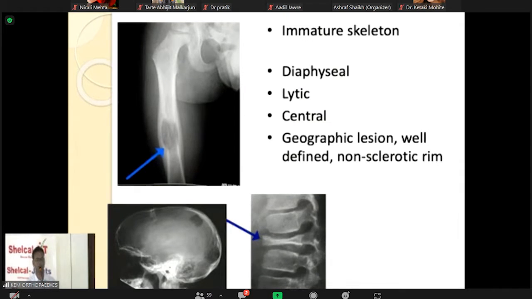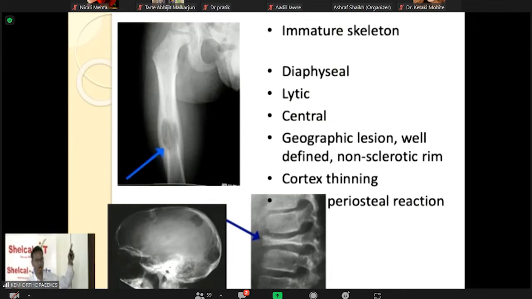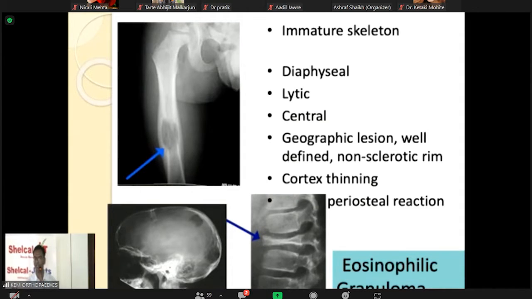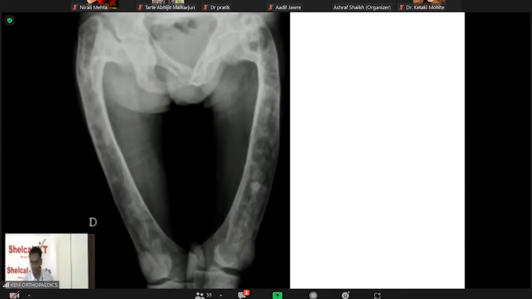Anything else? Every time we wrote no for that thing, right? It is... there is a good amount of periosteal reaction here, which is seen. Okay. Anyone? Diagnosis? Yeah, correct. Eosinophilic granuloma. There's a triad, no? Skull, spine, femur.